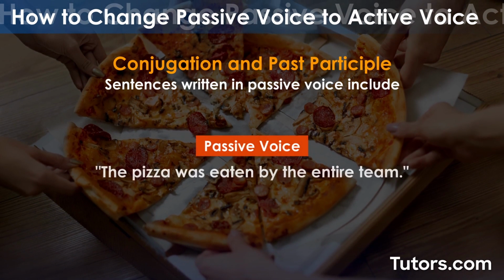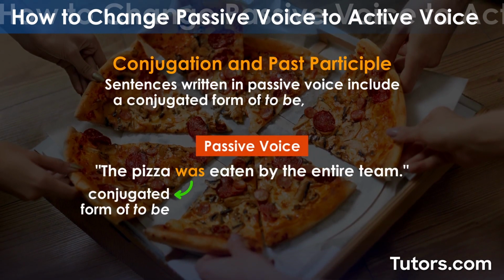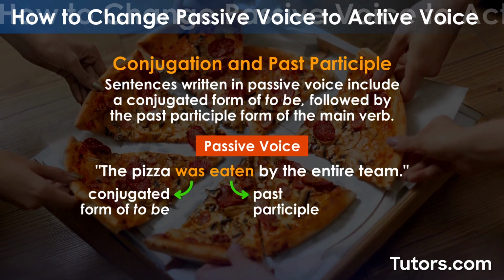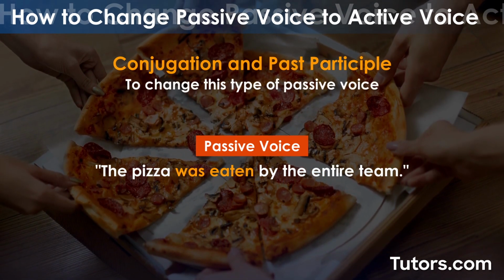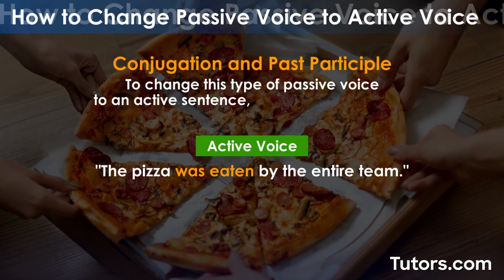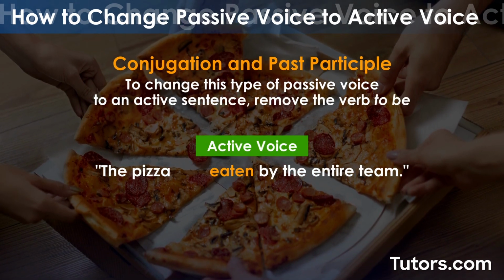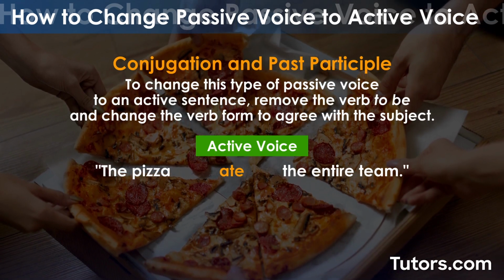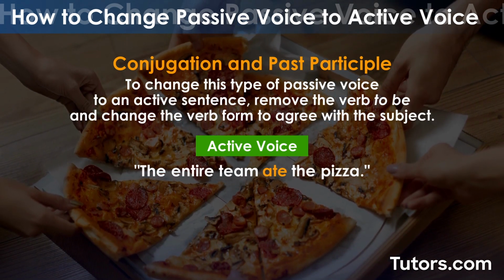Sentences written in passive voice include a conjugated form of to be, followed by the past participle form of the main verb. To change this type of passive voice to an active sentence, remove the verb to be and change the verb form to agree with the subject. The subject should then be placed before the new verb.